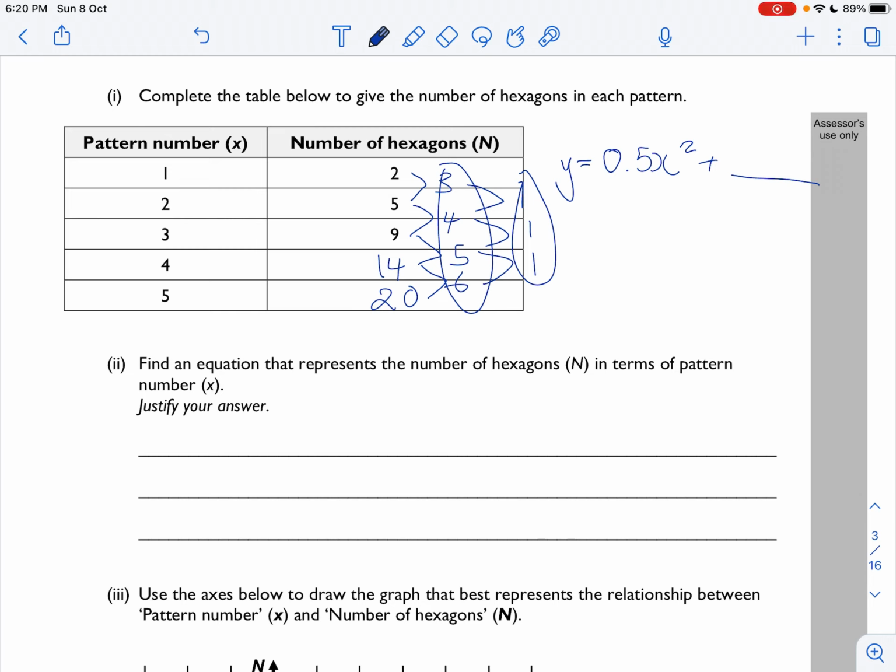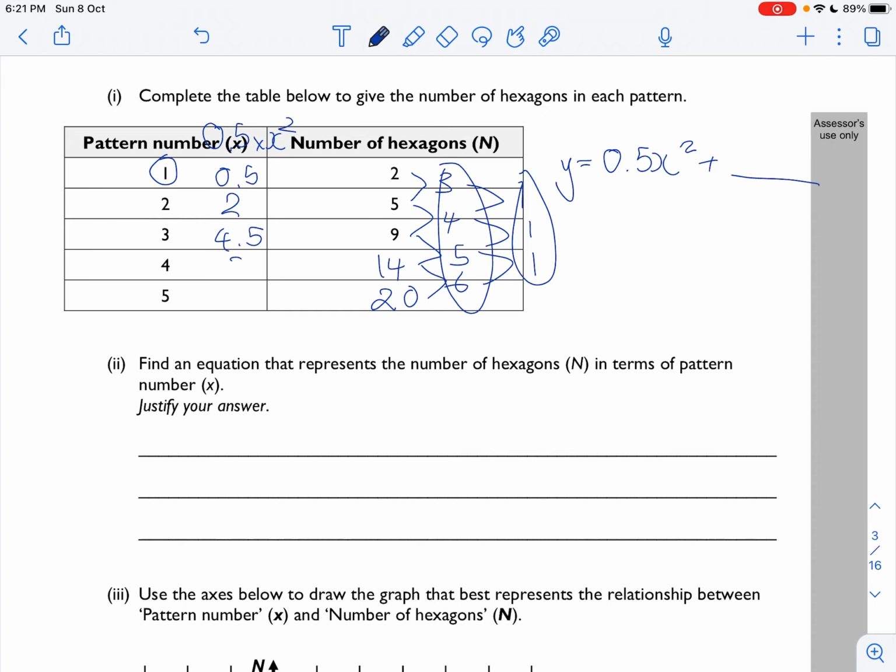This is for part 2. Okay, so what we do is we put our 0.5 times x squared here. So we've got 0.5 times 1 squared, which is 0.5. 1 times 1 squared is 1, half of 1, 0.5, I'm just going to call it half. So 2 squared is 4, half of 2 is 2. 3 squared is 9, half of 3 is 4.5.